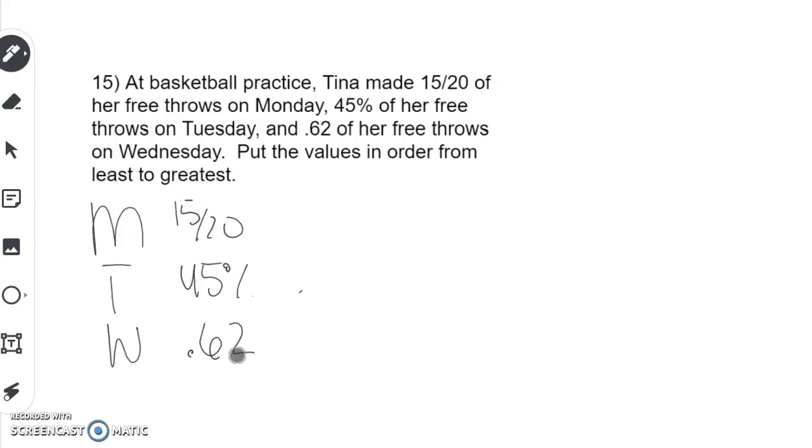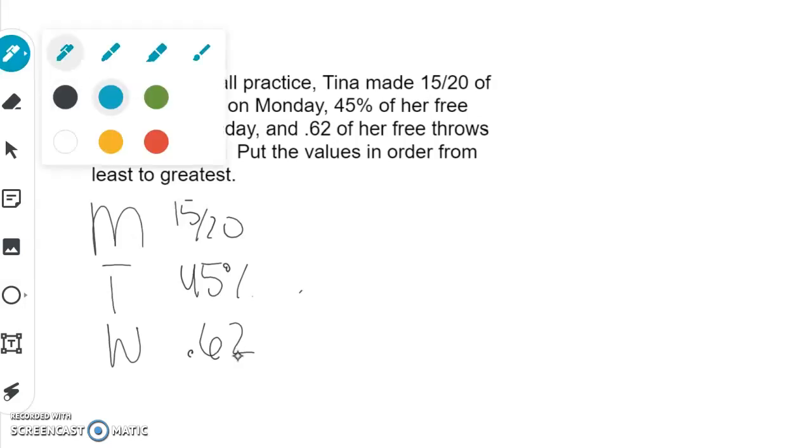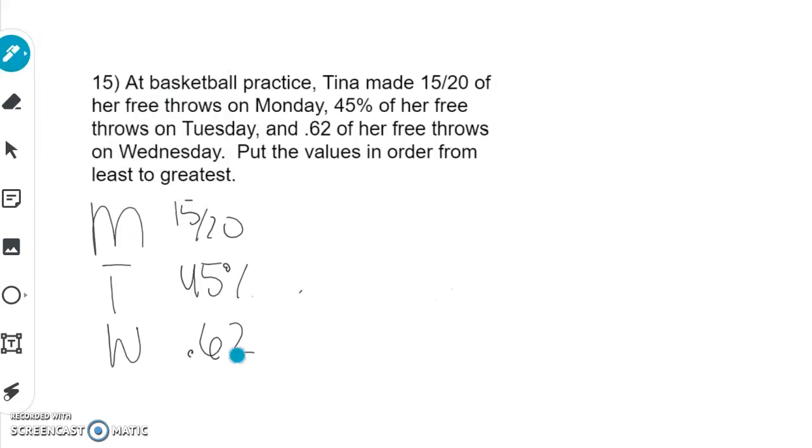In order to compare them, we need to make them all the same. So I'm going to go ahead and make these all decimals. So I have 15/20ths, and I need to make that a decimal. I'm going to think, what can I do to make that a decimal? I know that it actually simplifies down. I can divide out a 5 out of all of those, and so that's 3/4. And I know that 3/4 is going to be 0.75 as a decimal.